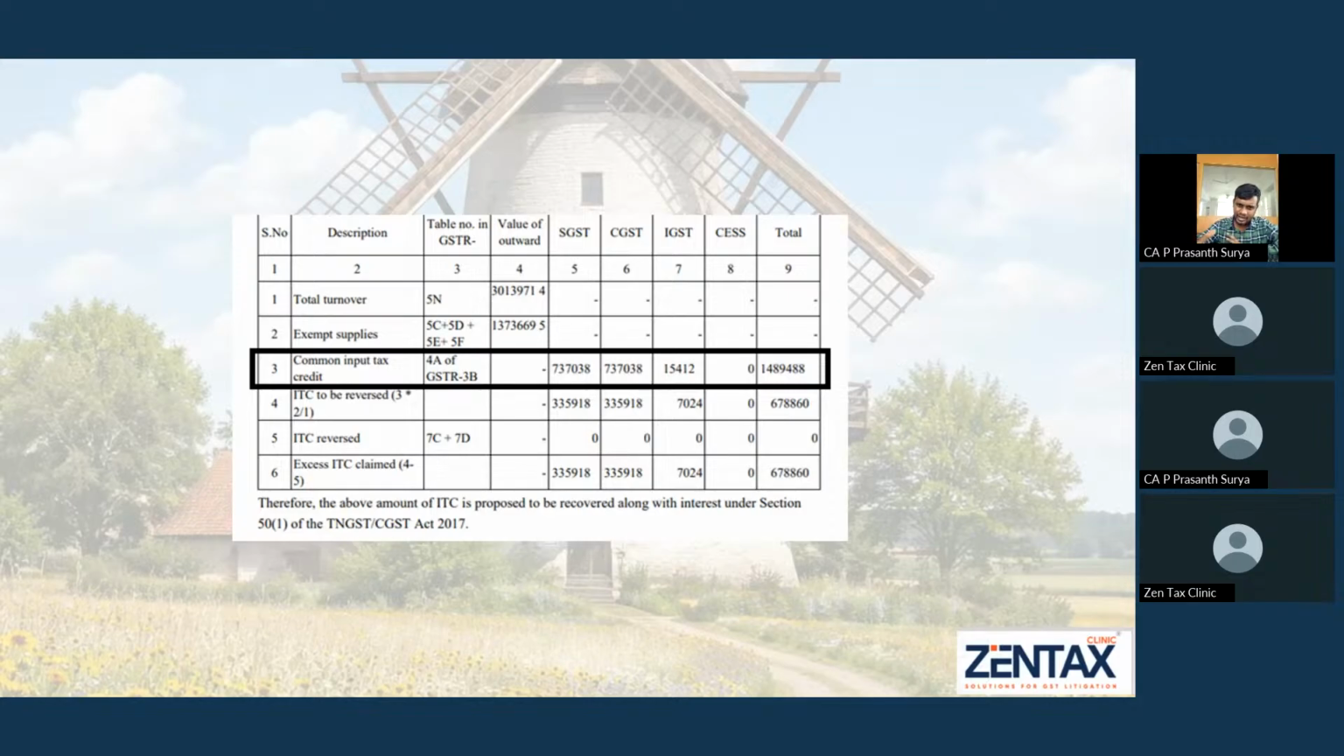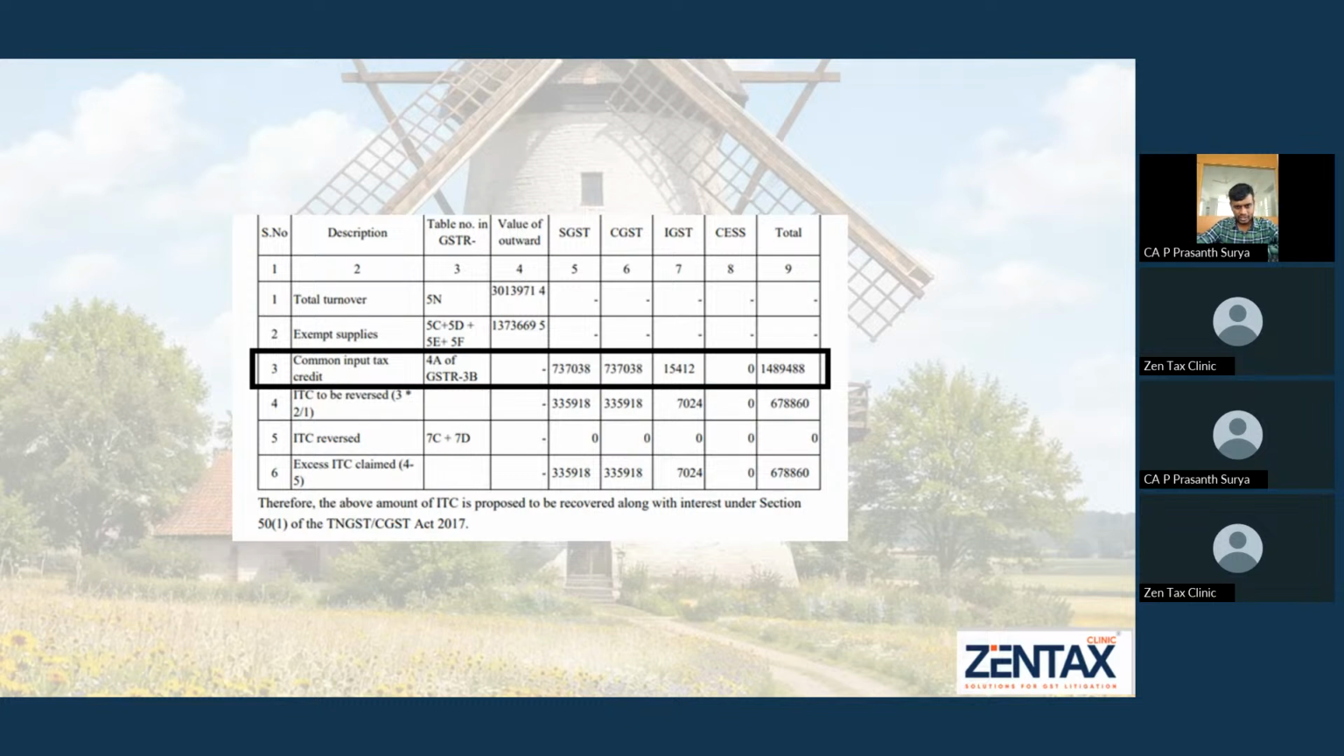But the big anomaly we find with respect to the common credit reversal is they are taking the entire ITC we have declared in table 4A of GSTR 3B. Table 4A of GSTR 3B is the gross ITC that we declare on a monthly basis. Currently, after the inception of Circular number 170, in table 4A we are disclosing the ITC as it is in GSTR 2B. In table 4B we put the reversal, and table 4C will be the ITC which gets carried forward to the electronic credit ledger of that particular taxpayer.